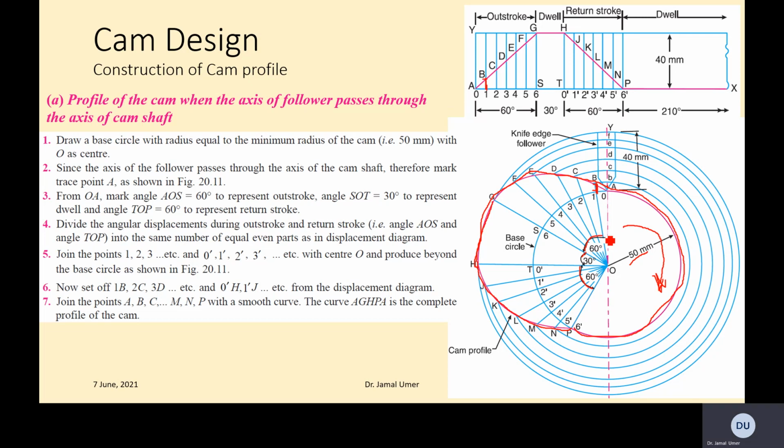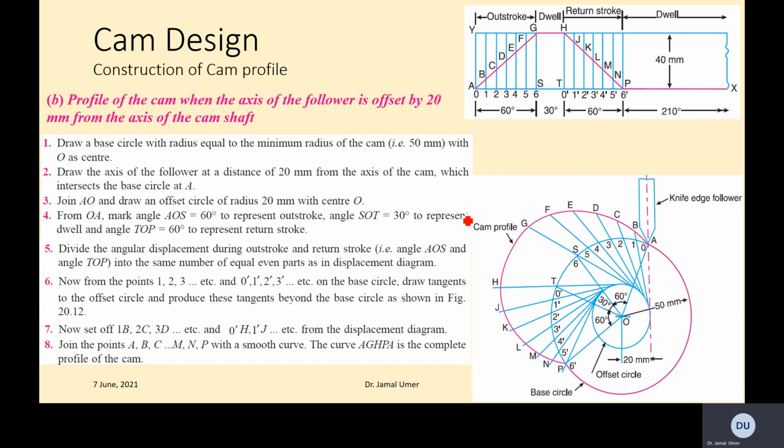All right. So this was the case when we have the cam that passes through the axis of the camshaft. Now the next one. What happens if the axis is offset by 20 millimeter? So this is the profile of the cam when the axis of the follower is offset 20 millimeter from the axis of the camshaft. So we are farther. So this is the cam center point, and we have a 20 millimeter offset, right? But of course, the displacement curve of the knife edge follower is not changing.